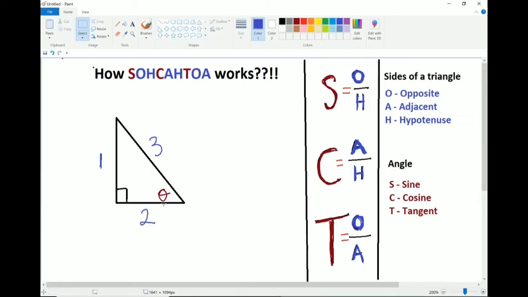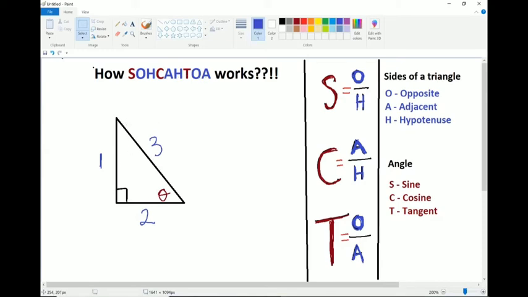A right triangle is any triangle that has a 90-degree symbol. And obviously the 90-degree symbols are usually represented with this block shape right here in the corner. Whenever you see a triangle that has this squarish shape here, it means that it's a right triangle. So how do you apply SOHCAHTOA to a right triangle?